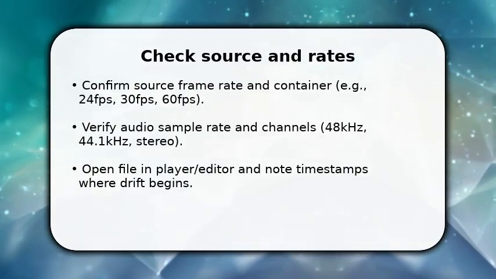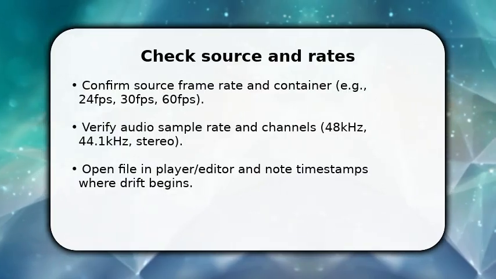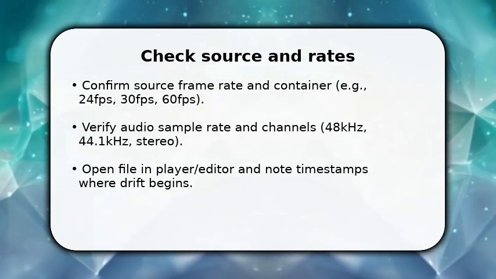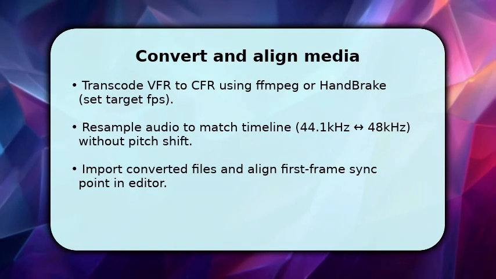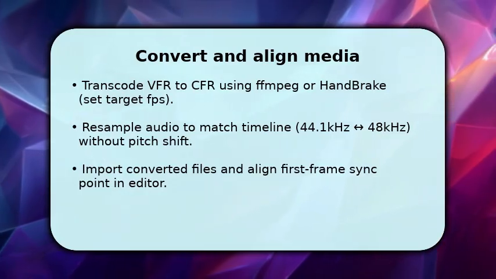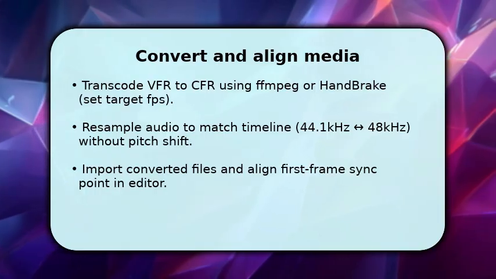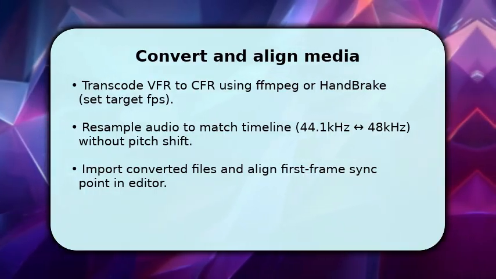If the file uses variable frame rate, flag it now. That's a common source of sync loss and needs conversion to constant frame rate before editing. You now convert and align. Transcode any variable frame rate footage to a constant frame rate matching your timeline because editors handle CFR reliably.